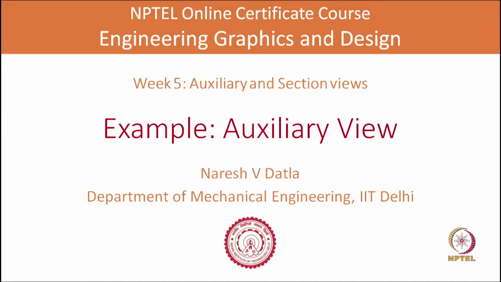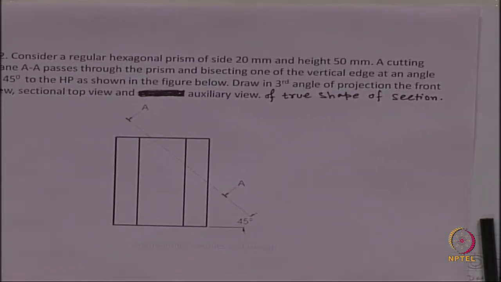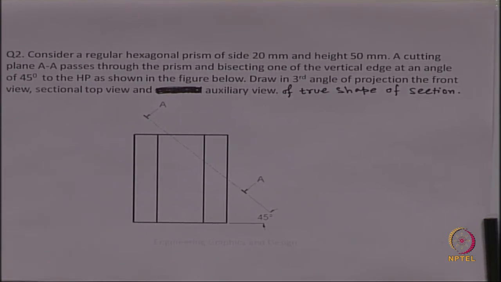Now we are with problem number 2, where we will be drawing the auxiliary view. In problem number 1, we have seen the sectional view, how to draw the sectional view of an object. In case of problem number 2, we will be looking at how to draw the auxiliary view. This is problem number 2.